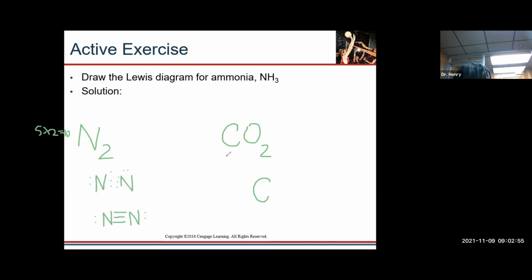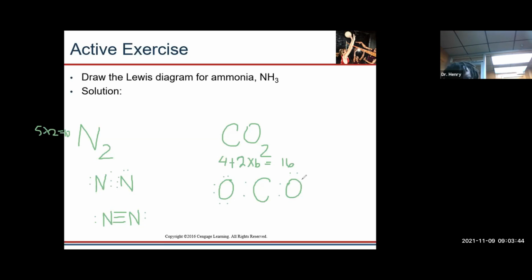And we know that carbon has how many valence electrons? 4, that's right. So we'll go 2 here, 2 here. And then each of the oxygen has how many valence electrons? 6, that's right. So 2 times 6, so that's 12, that's 16. So that's 16 total valence electrons that we're working with. So let's go ahead and put our 6 around the oxygens.